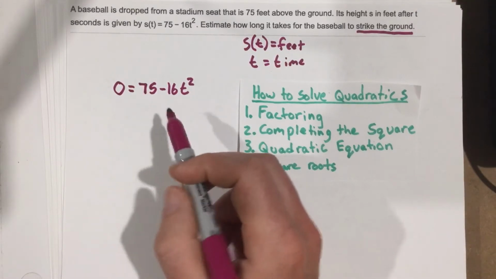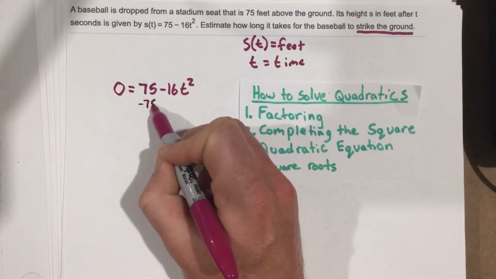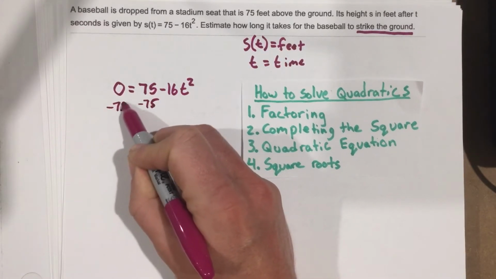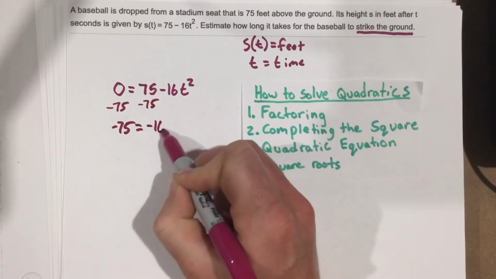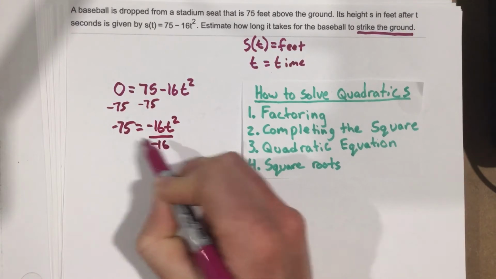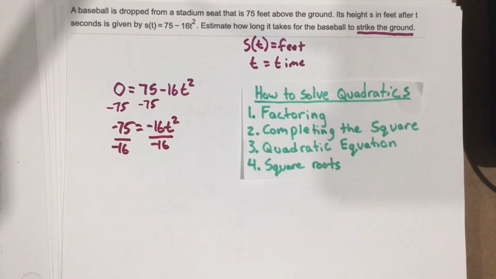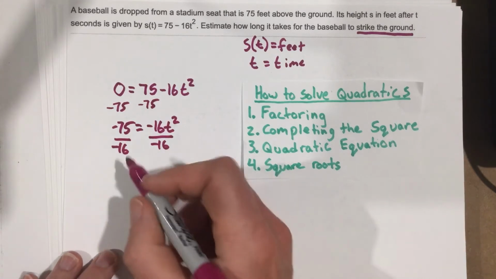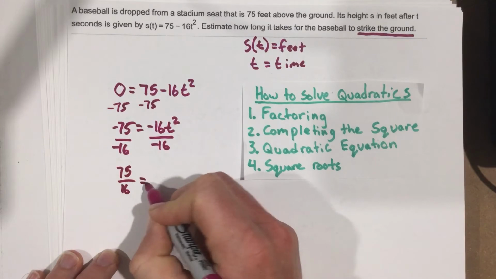So the square root method means we're going to solve for the t squared. So we're going to move the 75 over. So negative 75 equals negative 16 t squared. We're going to divide by negative 16 on each side. And let's see what 75 over negative 16 or 75 over 16 is. That's 75. Oh, doesn't reduce at all. So 75 over 16, we'll just leave it like so. Equals t squared.